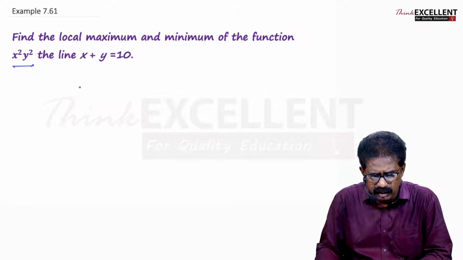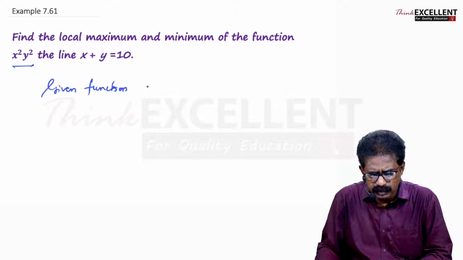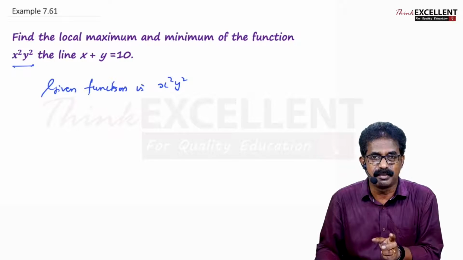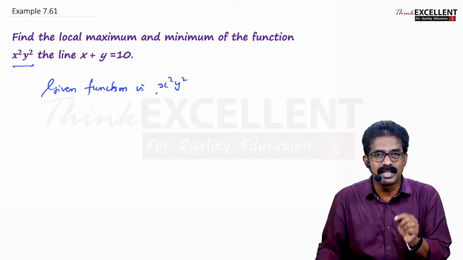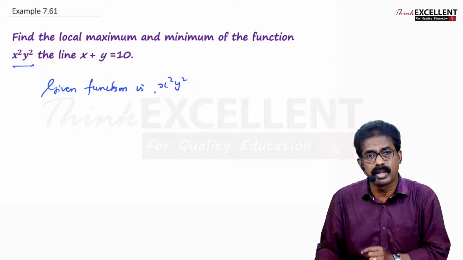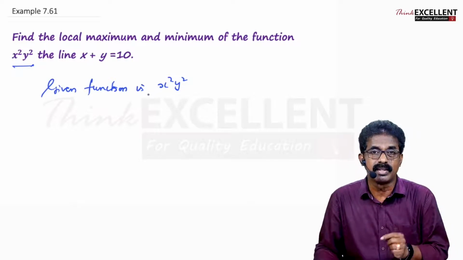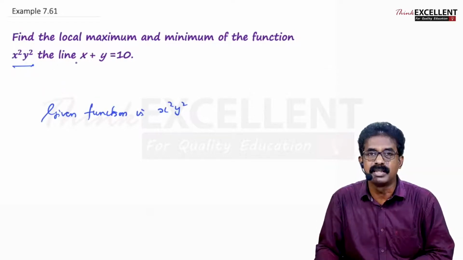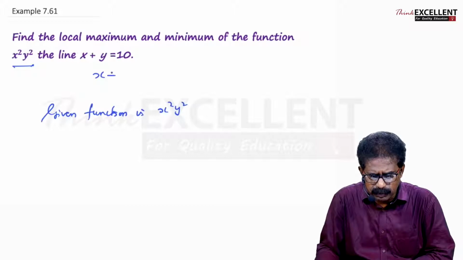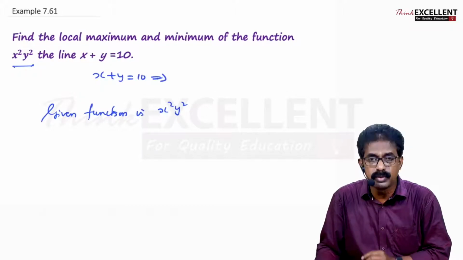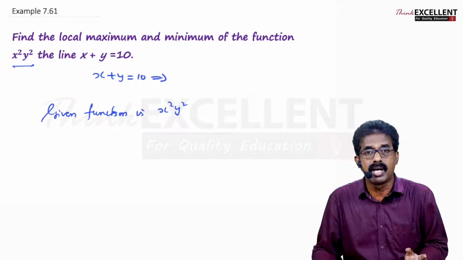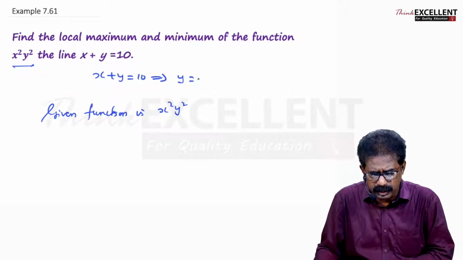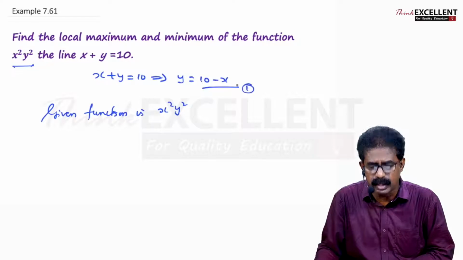A function is given. But see the given function. Given function is x square into y square. You can't take it as f of x, right? Because we have x and y. You convert it into a single variable, either x alone or y alone. Then only you can take it as a function of x or function of y. For that, you can make use of another equation that is given, no? The line x plus y equal to 10. From that you find any one letter. Either you find x value or y value. I am finding y from here. What is y here? 10 minus x. Take it as equation number 1.